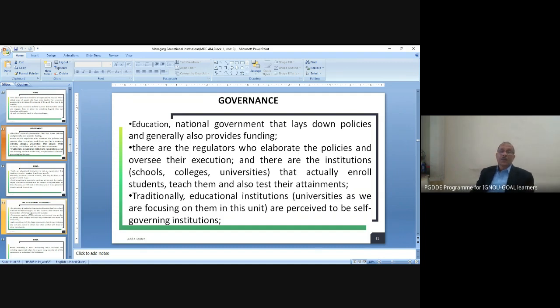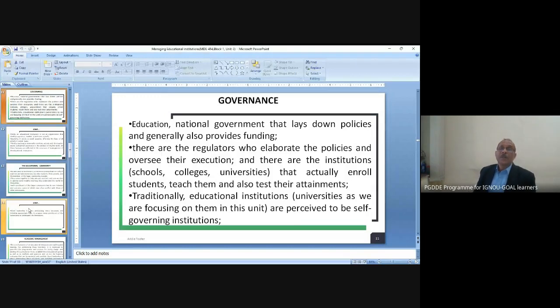Now the governance. What is governance? We have already talked. National government lays the policies at the national level. Earlier also I discussed it. Regulators, we know that regulatory bodies like UGC, AICTE, make policies. UGC makes policies for general higher education and AICTE prepares the policies for technical education, NCTE prepares the policies for teacher education, like that. A medical council makes the policies for medical education, like that.